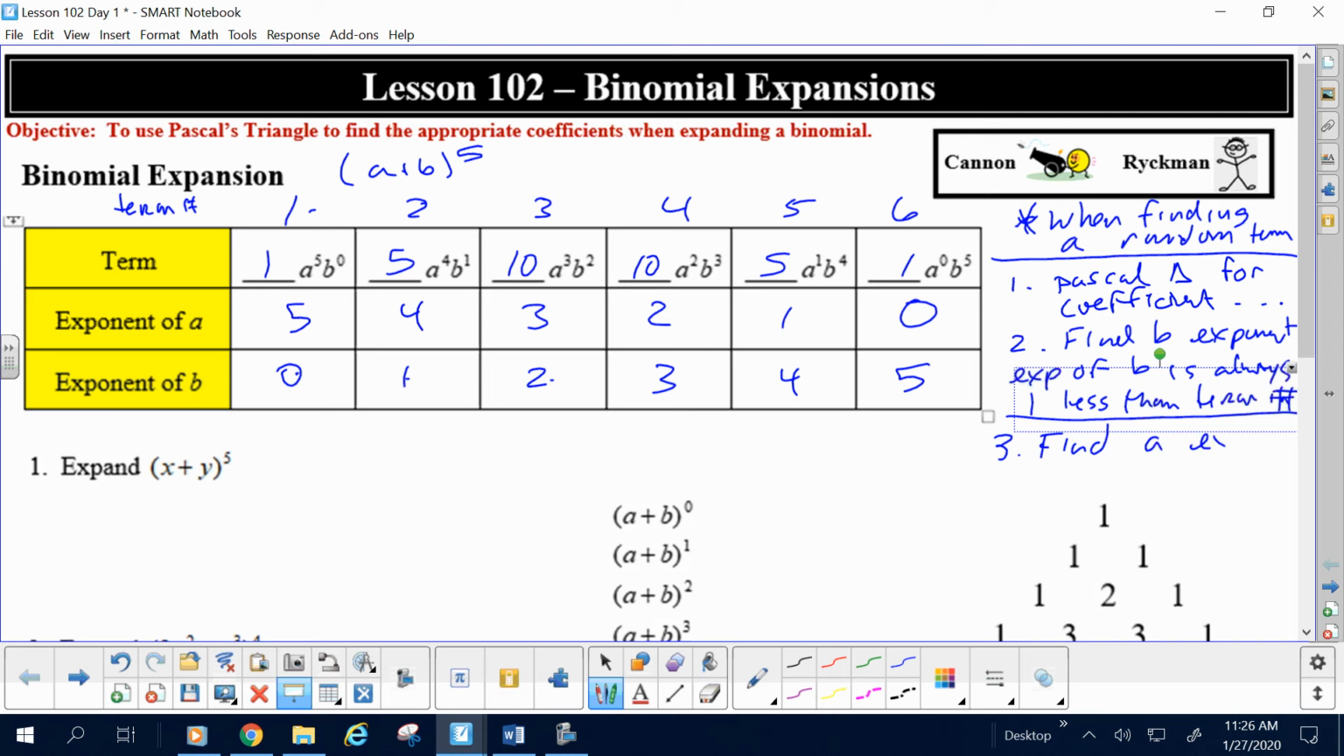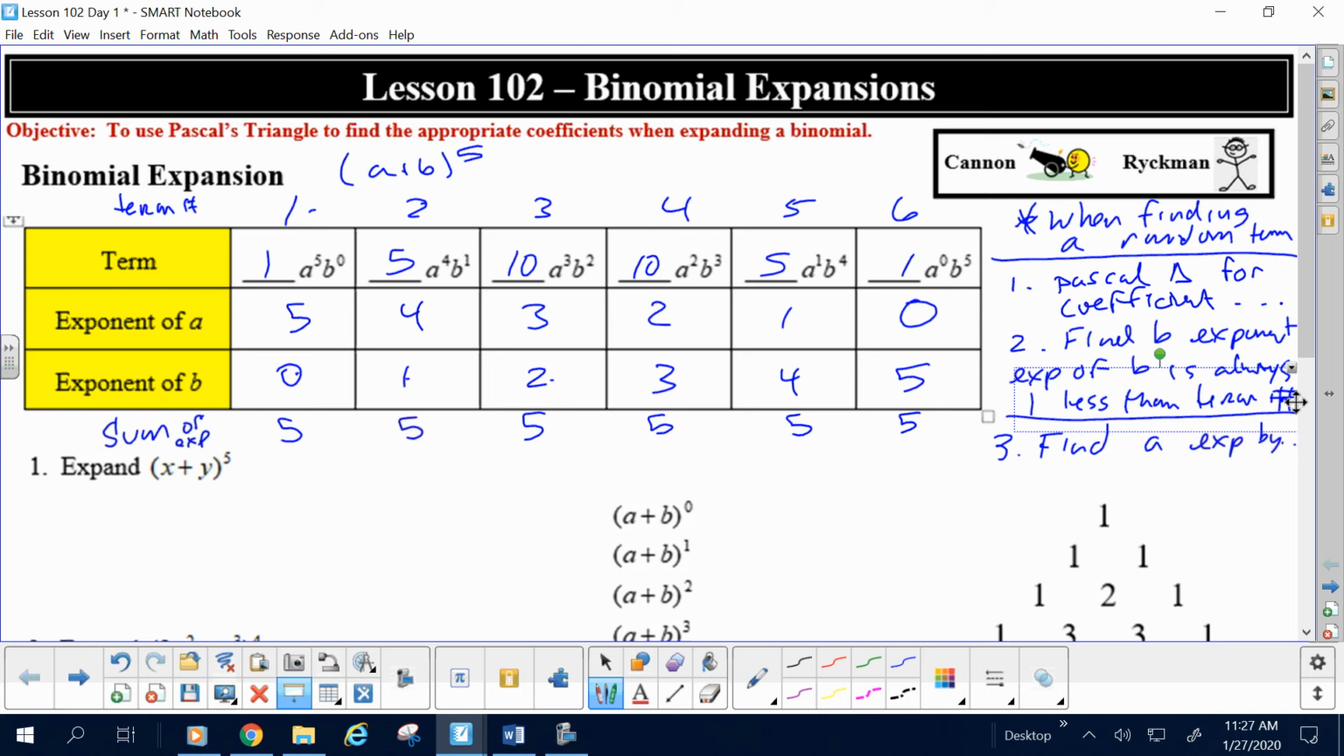Find the a exponent by... now come over here and notice that every time you add the exponents in a problem, the exponents of a and b add to 5. They always add to 5. So if you know the b exponent, then can't you easily find the a exponent?